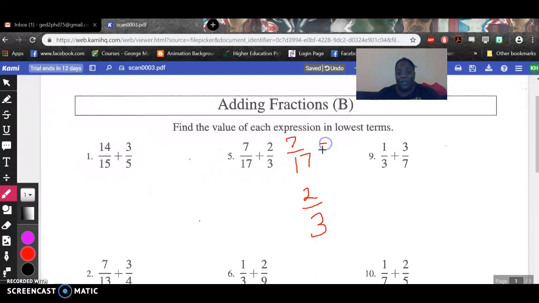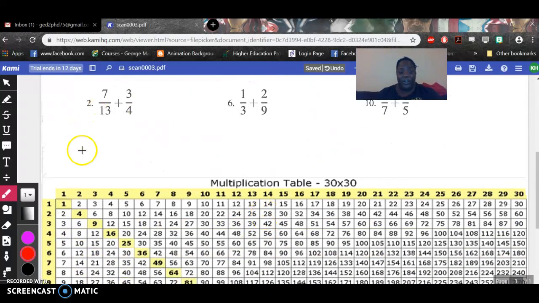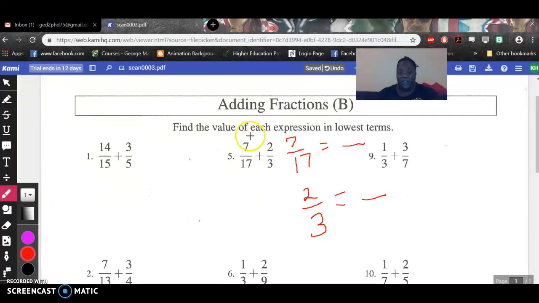Okay? And again, I'll try to see if the bigger number will work. So I can say, will 3 fit into 17 evenly? If you're not sure, go down, look at your chart. Look at 3. Do you see a 17 in this row? You do not. So the answer is no. 3 will not fit into 17 evenly. So you can't use 17 as the least common denominator.